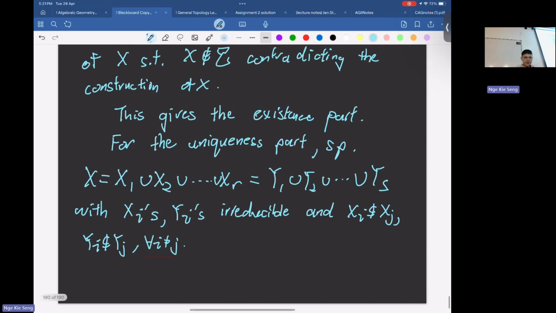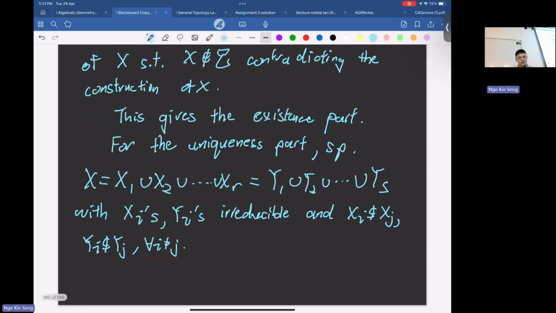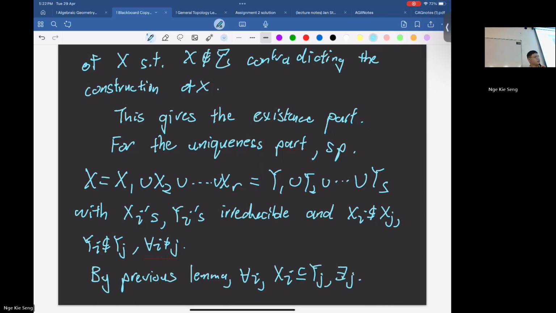Okay. But what's the key here? The key here is if we use the previous lemma, meaning if you have an irreducible living in some union, you must live in one of the components. So in this case, by the previous lemma, for every i, Si will live in one of the Ij, or some Ij.